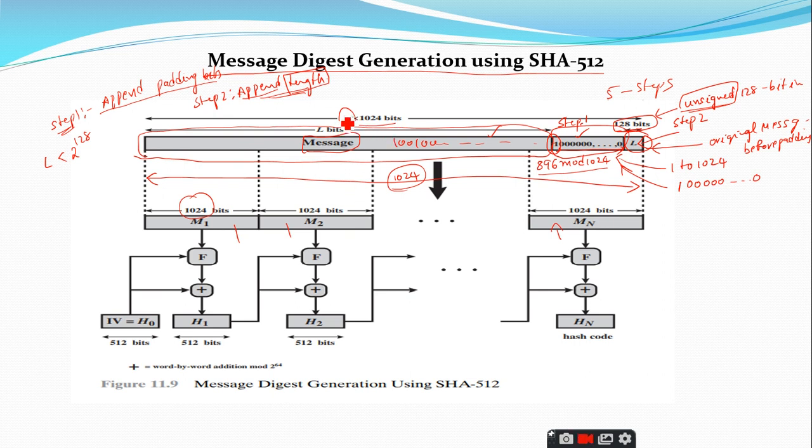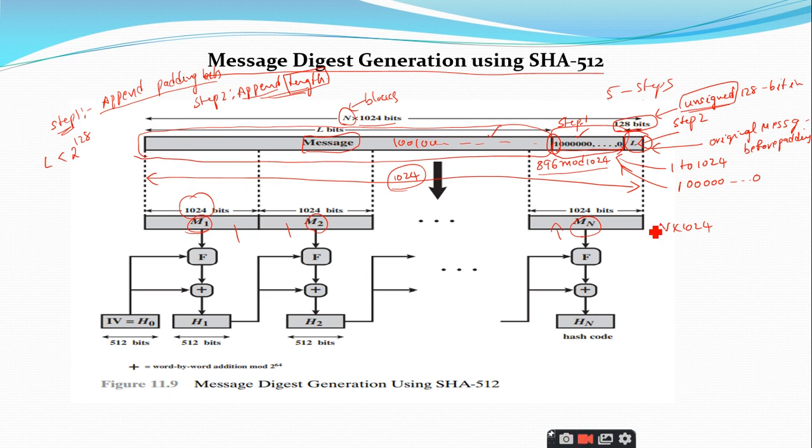So you can see here that the entire length is going to be divided into n blocks, each of size 1024. And let me represent these n blocks with m1, m2 and so on up to mn. So the total length will be equal to n into 1024. This is the output of the second step.